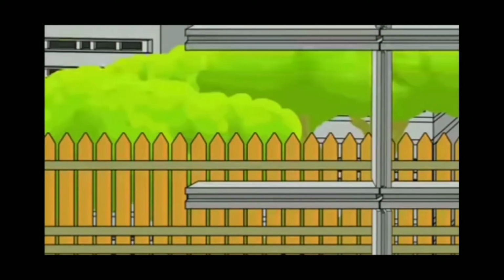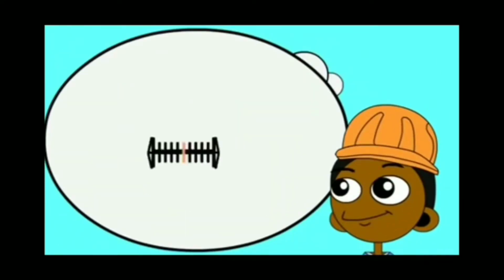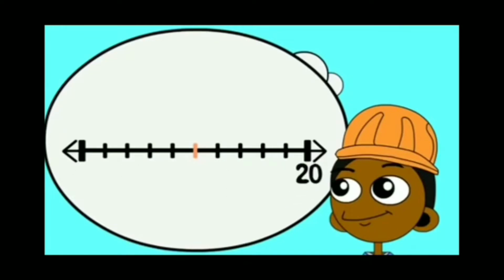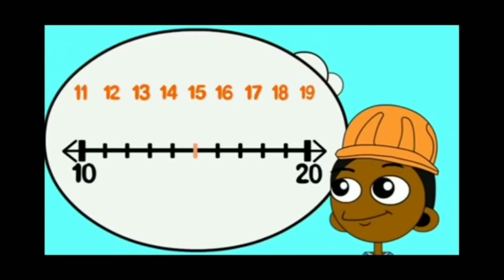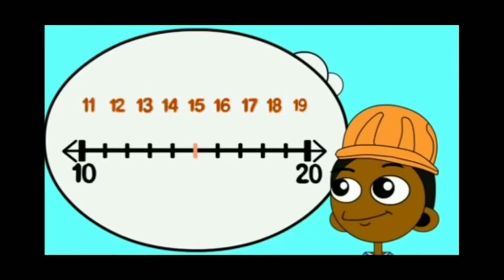Here are some useful things to know. You can show any number on a number line. Numbers to the right have greater value than the numbers to the left. Every number that ends in a digit from 1 to 9 sits between two tens.